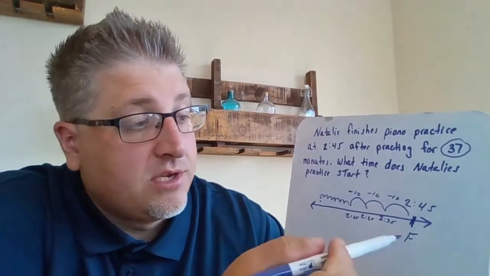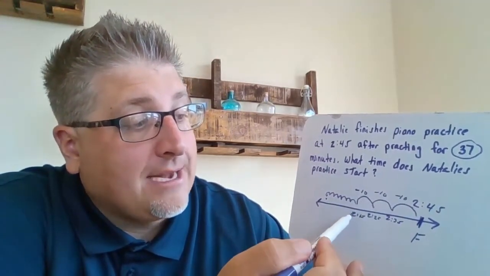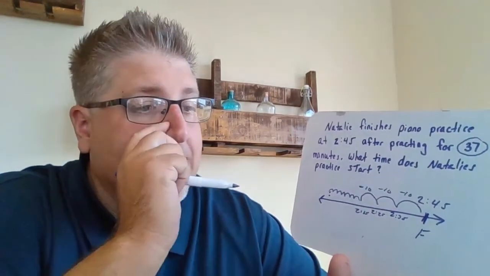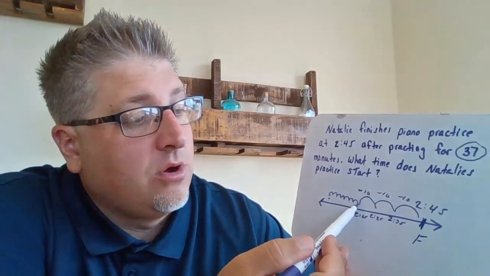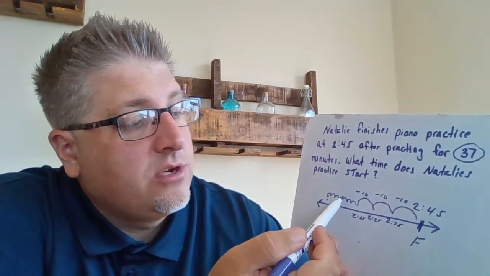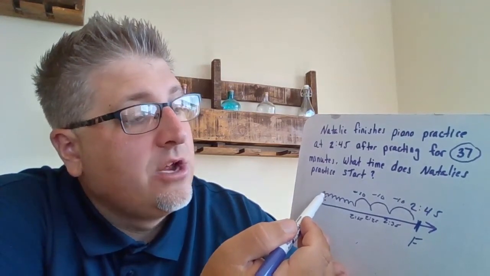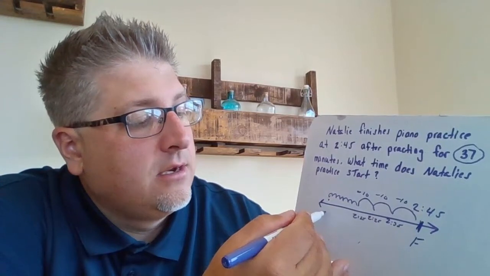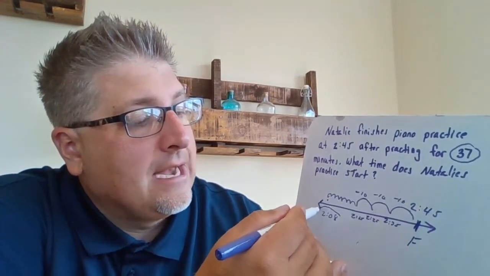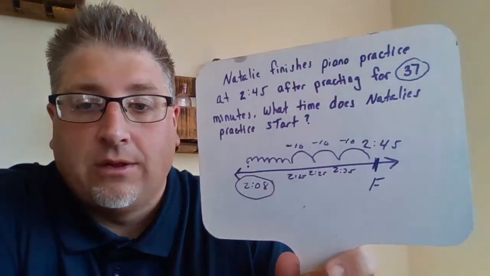Okay? So all we need to do is go back 10, go back 10, go back 10. We're at 2:15. So let's count down those tick marks. So 7 tick marks. So that's 2:14, 2:13, 2:12, 2:11, 2:10, 2:09, 2:08. 2:08 is when Natalie started her piano lesson.